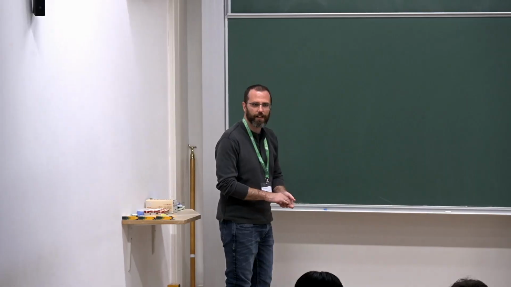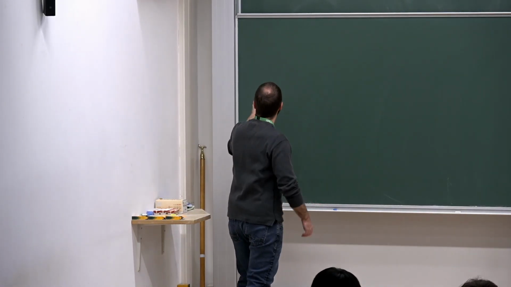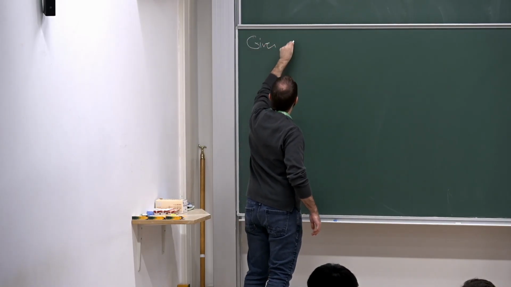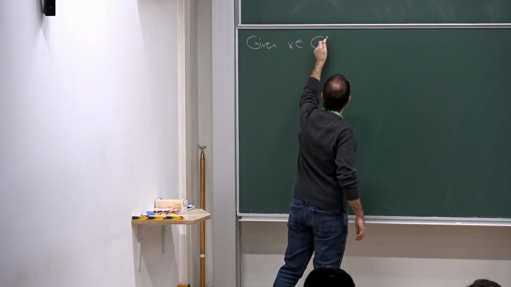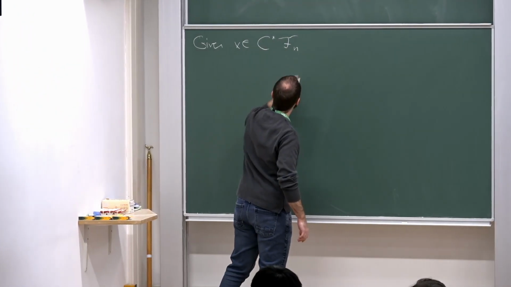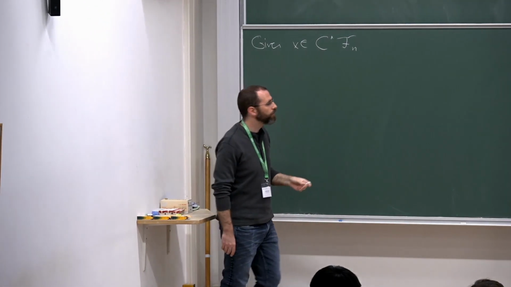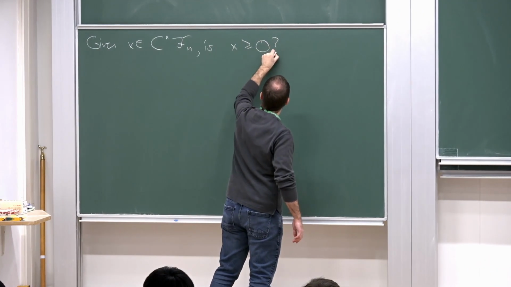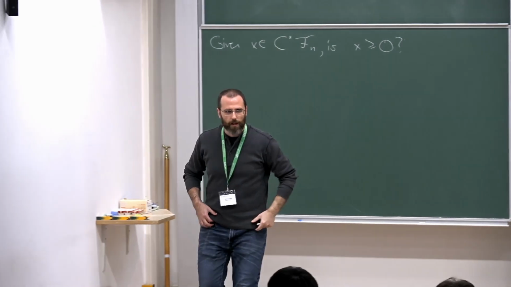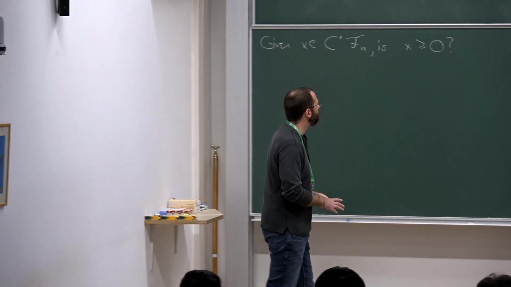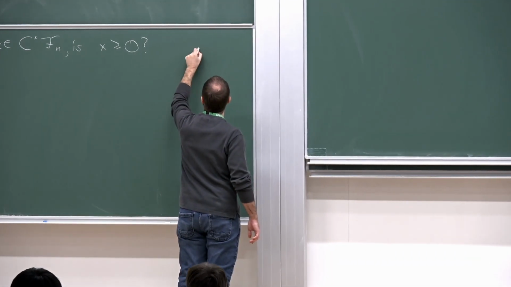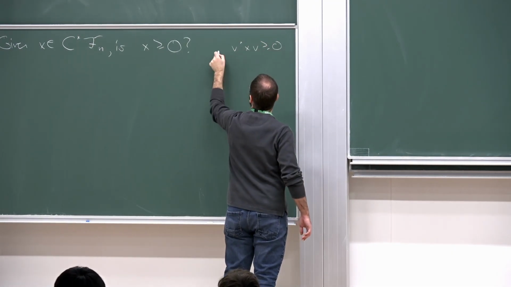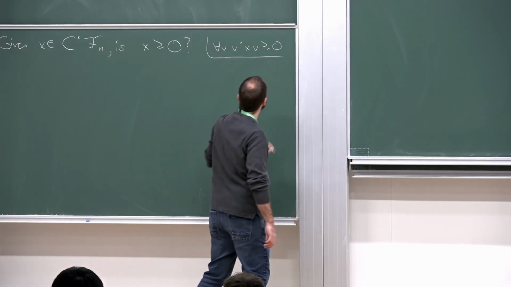So I'm going to talk about a really basic question, which is, let's say we're given an element in a C-star algebra, let's make it easy, let's say the free group on n generators. Is x a positive operator? Meaning pick a representation on some Hilbert space and then say positive, say in some representation we have v star x v is greater than or equal to 0 for all v. Positive.